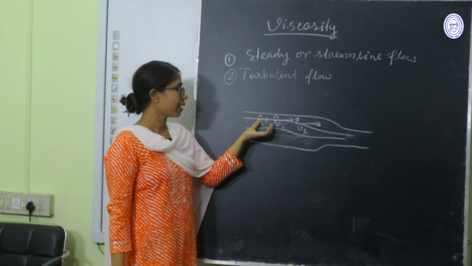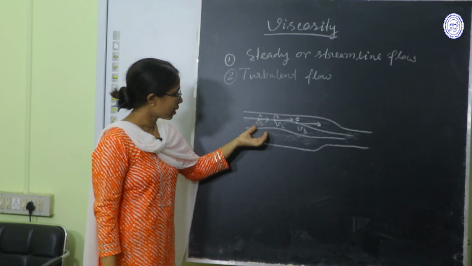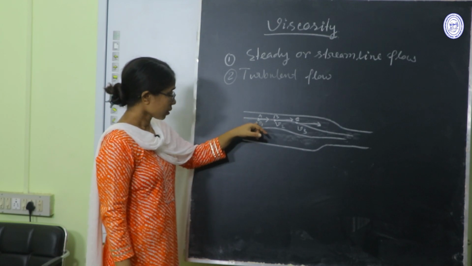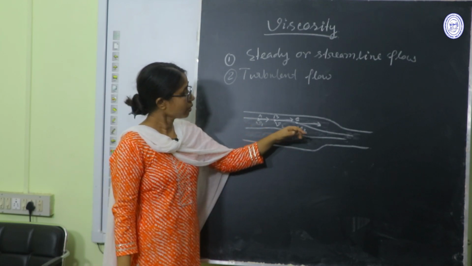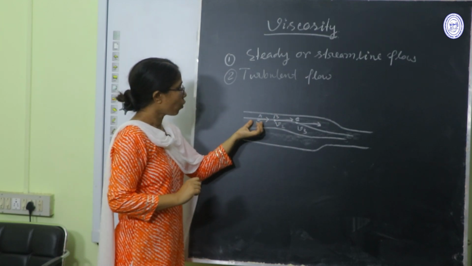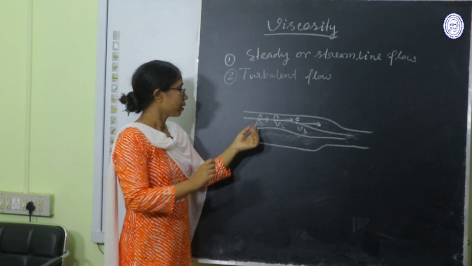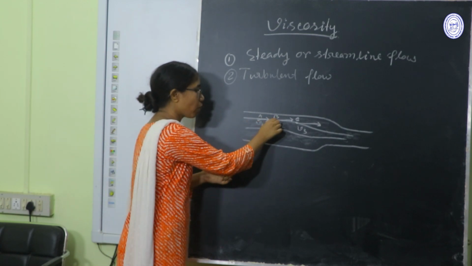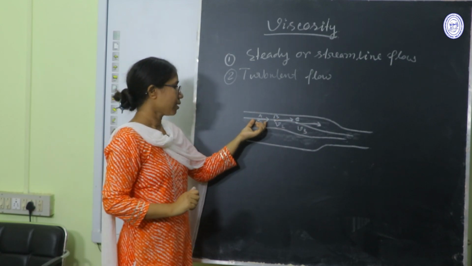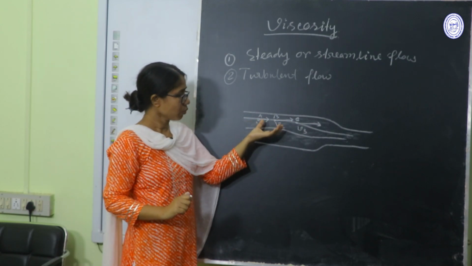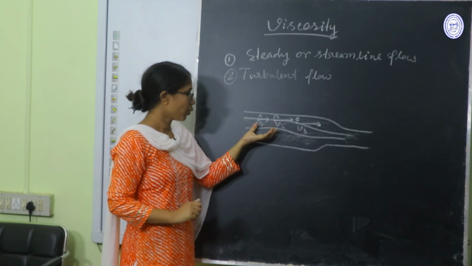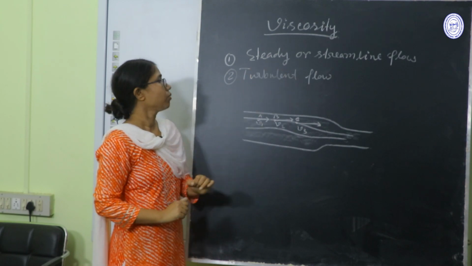As velocity is a vector quantity, it has magnitude as well as direction. So, V1, V2 and V3 may be different, but V1 will remain constant throughout the time, V2 also remains constant throughout the time, and V3 will remain constant throughout the time. The magnitude and the directions of V1, V2 and V3 will remain constant throughout the time. This type of fluid flow is called the steady or streamline flow.